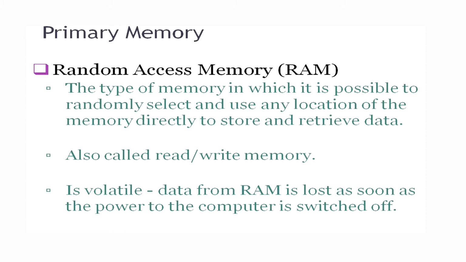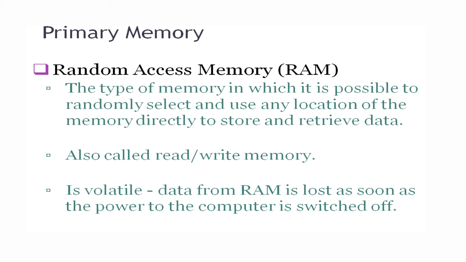So we talk about primary memory now. We have the random access memory, the first type of memory. As the name says, random access. That means through this memory, we can randomly select and use any location of memory. There is no predefined sequence that has to be maintained. We can choose any free space that is available and we can store and retrieve data. Since data can be written as well as read from this memory, that means we can do both the operations, store and retrieve.